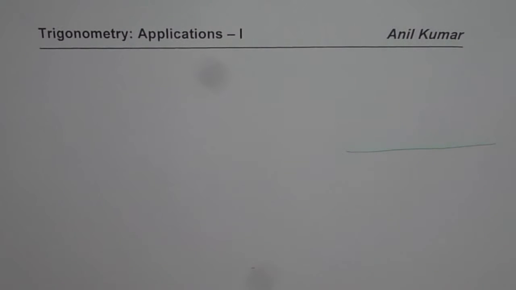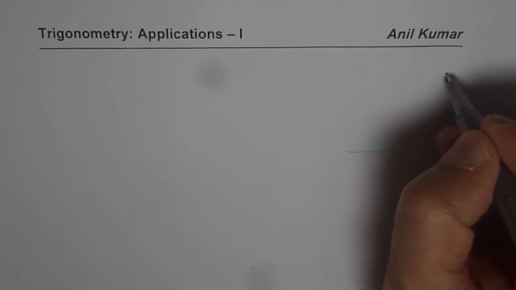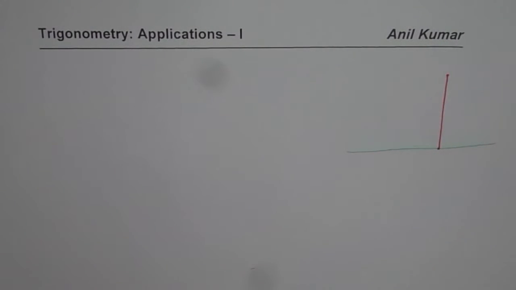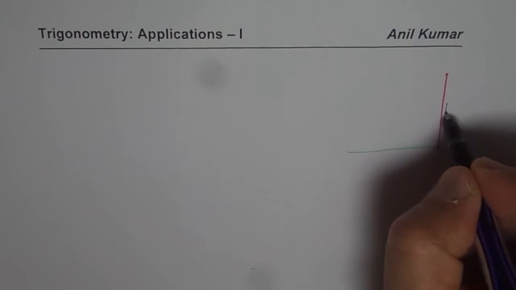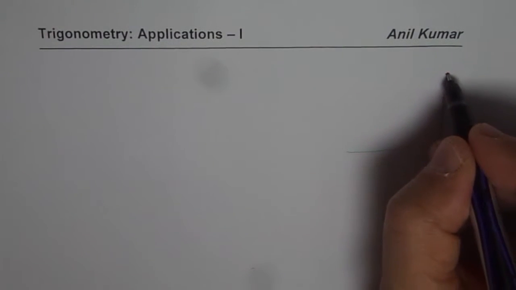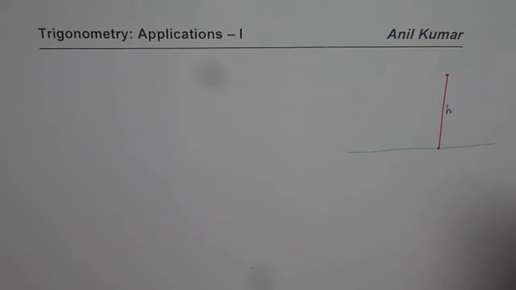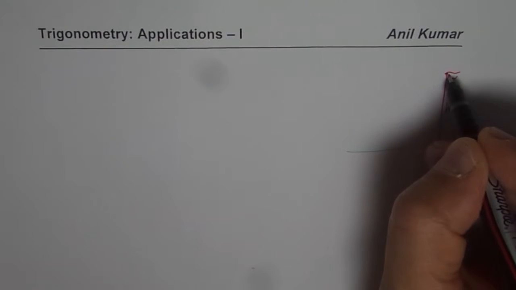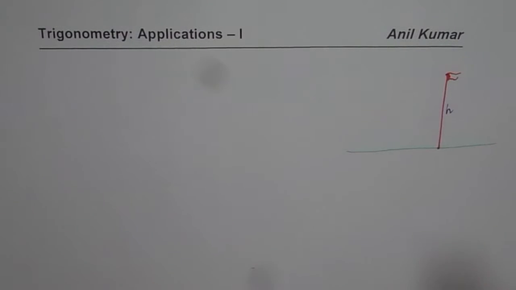So let us assume that this is a ground, and on this ground somewhere we have a flagpole, right? So this is my flagpole. My idea is to find the height of this flagpole. I'm just going by and I get curious to find the height of this flagpole. So how can I find that? That is the question. So we have this flagpole here, and we need to find the height of this.